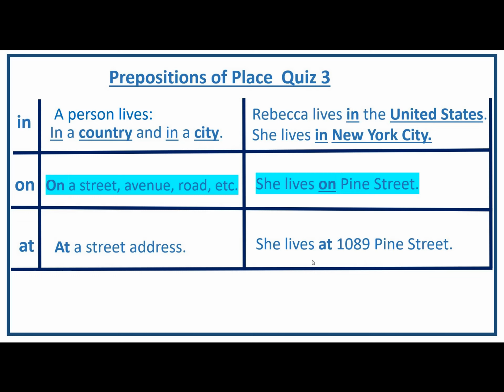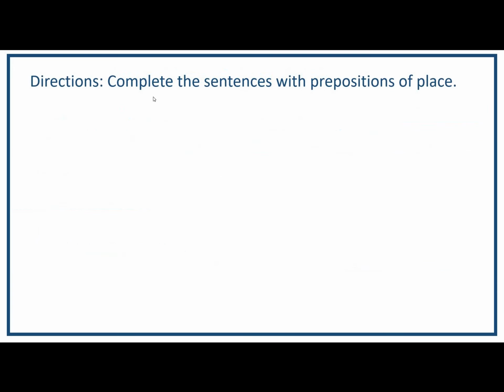So, the next slide is the quiz of preposition of place number 3. Directions. Complete the sentences with prepositions of place. There are 11 items for you to answer, and you are given 5 seconds to give your answer before I'm going to move on to the next item and give you the correct answer. If you think 5 seconds is not enough, you can pause the video. So let's get started.